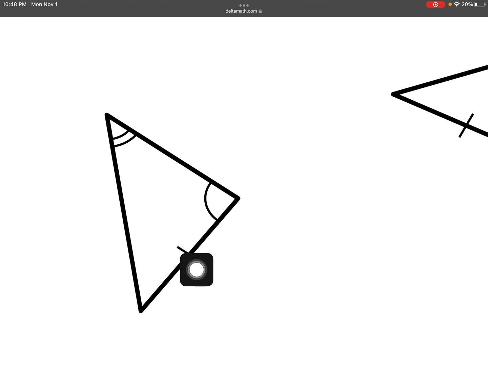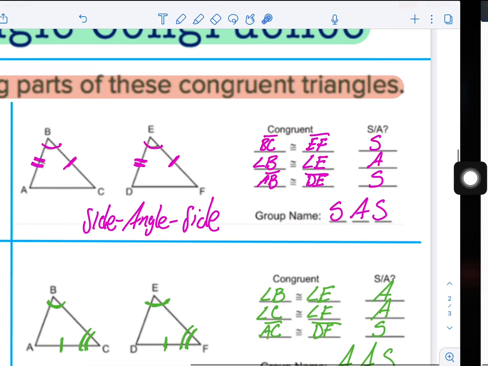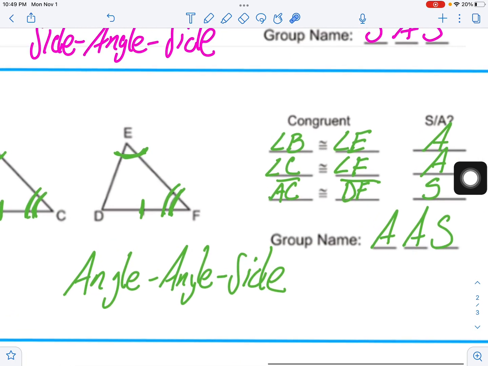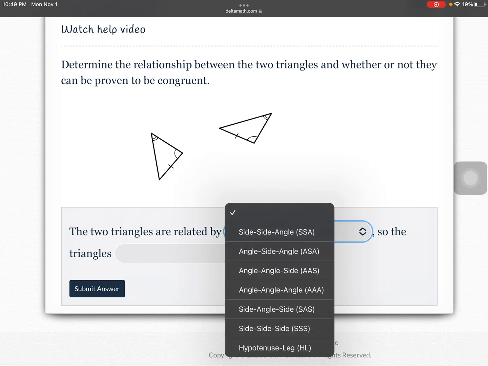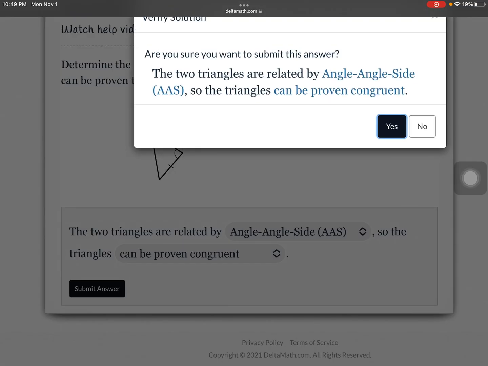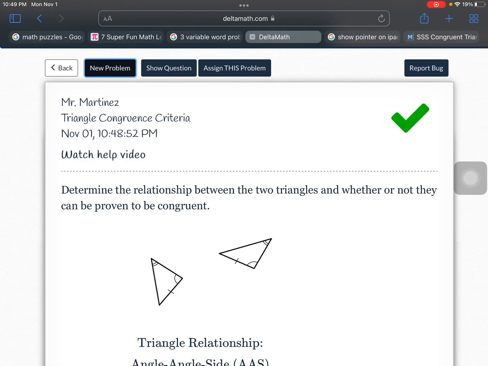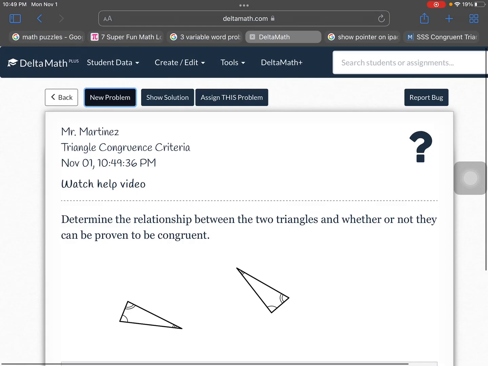Let's try this one here. This is a side, angle, angle. Or we can go backwards. Angle, angle, side, right? Well, let's go back and check. Oh, perfect. The green. Angle, angle, side. So we can definitely prove that by angle, angle, side. Yes, that can be proven congruent. We hit submit. And look at that. Perfect. Let's do one more, everybody.